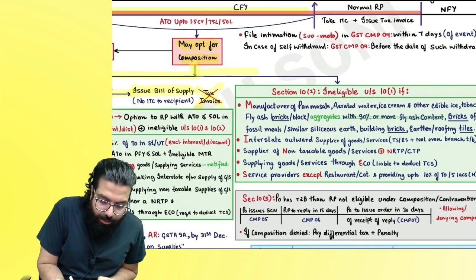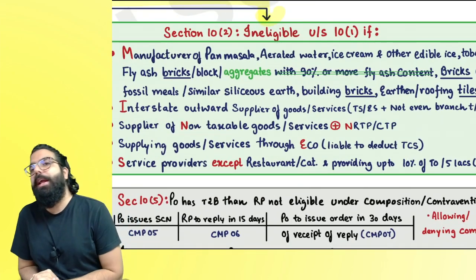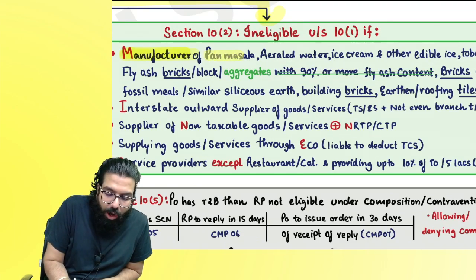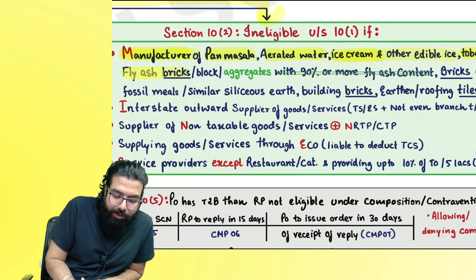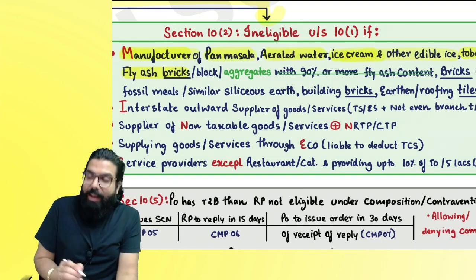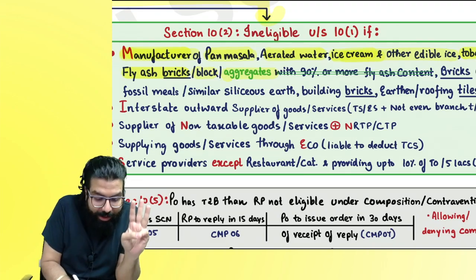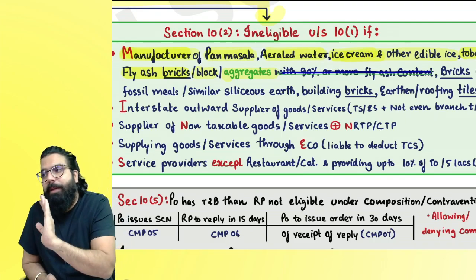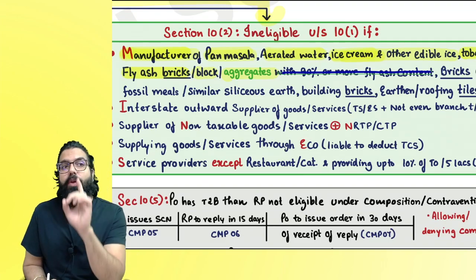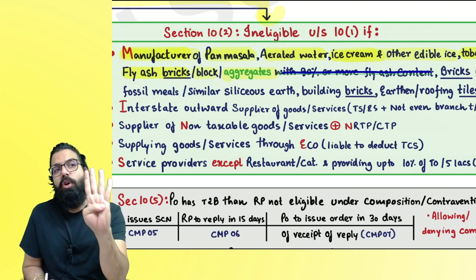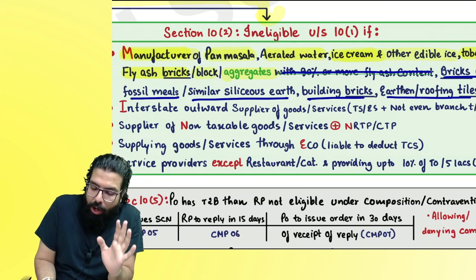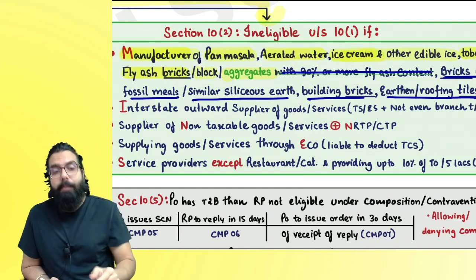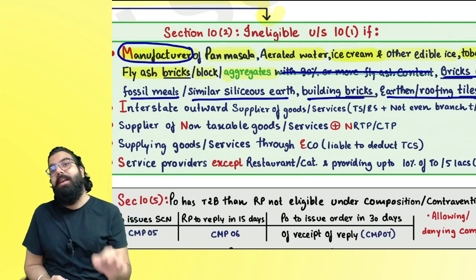Now, who are the people who are ineligible for the composition scheme? Always remember, people who are ineligible are manufacturers of pan masala, aerated water, ice cream and other edible ice, or tobacco. Also, if you are manufacturing fly ash bricks, fly ash blocks, or fly ash aggregates, again the words '90% or more fly ash content' have been deleted. So if you are a manufacturer of pan masala, aerated water, ice cream, tobacco, fly ash bricks, bricks of fossil meal or similar siliceous earth, building bricks or earthen or roofing tile, then also you are ineligible. Remember, manufacturers are ineligible, traders are eligible.